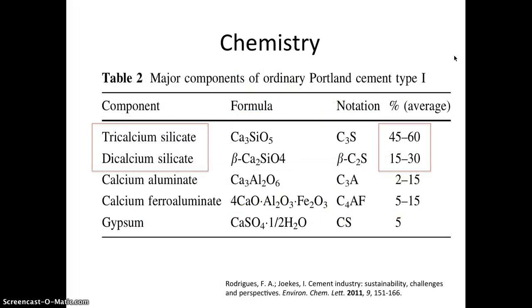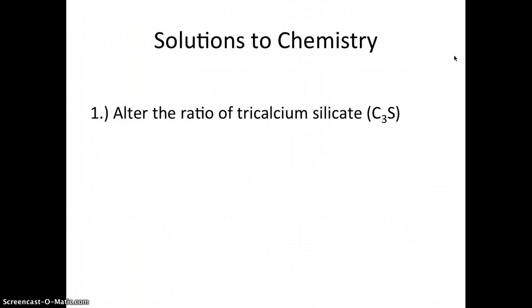As you can see from this table, 45 to 60% of cement is tricalcium silicate, which requires 3 carbon dioxide molecules, while 15 to 30% is dicalcium silicate, which only requires 2 carbon dioxide molecules. Thus, when scientists talk about reducing emissions from chemistry, they often talk about reducing the ratio of tricalcium silicate to dicalcium silicate. But this is hard to do, as the reactions are difficult to control at high temperatures.